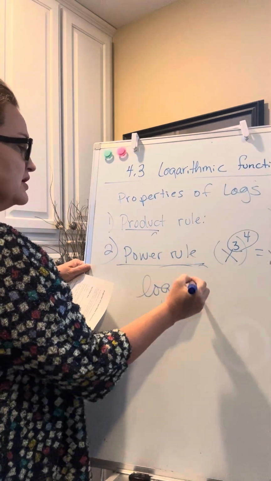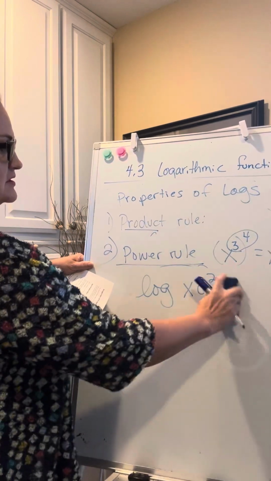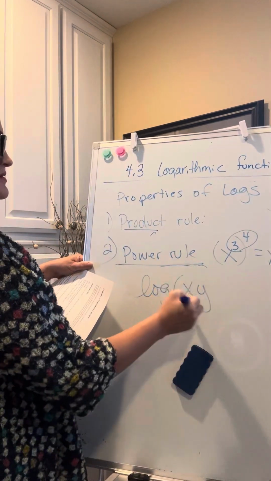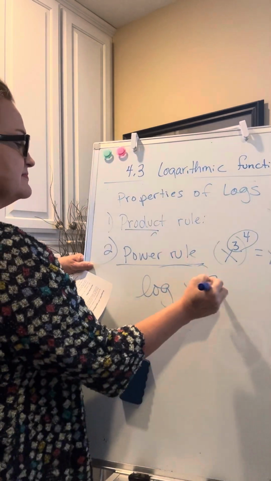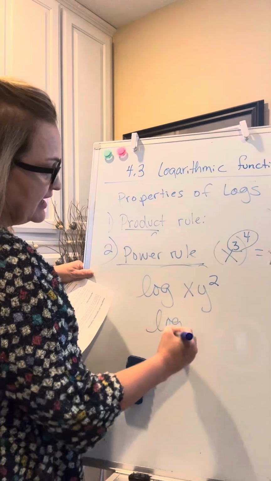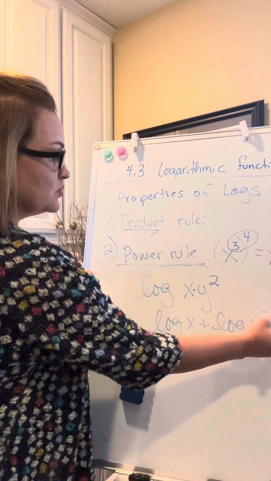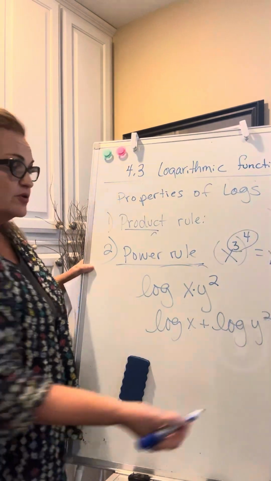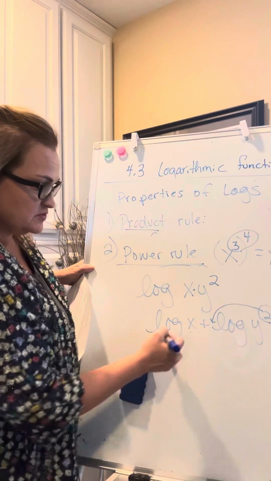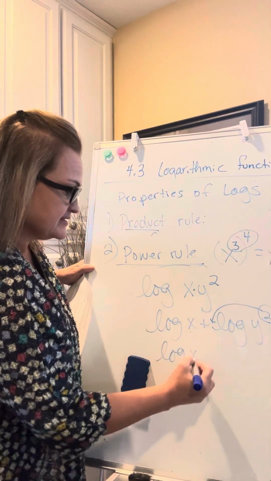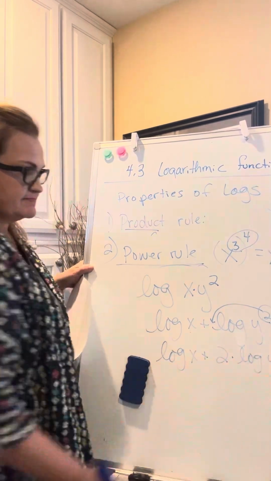If you have log of xy squared, let me leave it like this. So we would write that as log of x, because of the times, we say plus log of y squared. And then we can go one step further. This exponent on this log then wraps in front of that. This one stays as is, log of x plus 2 in front of this log, log of y. All right, power rule.